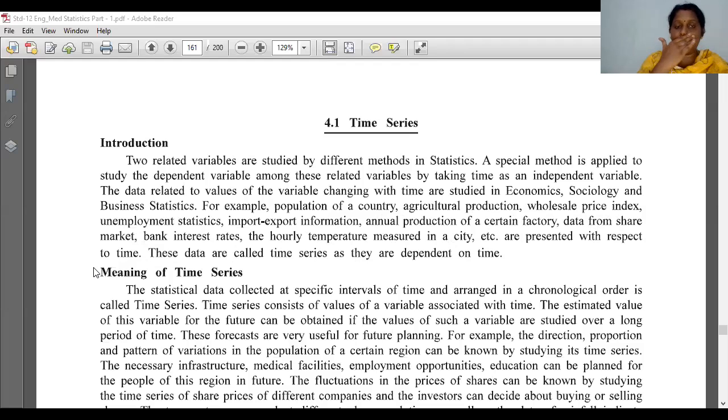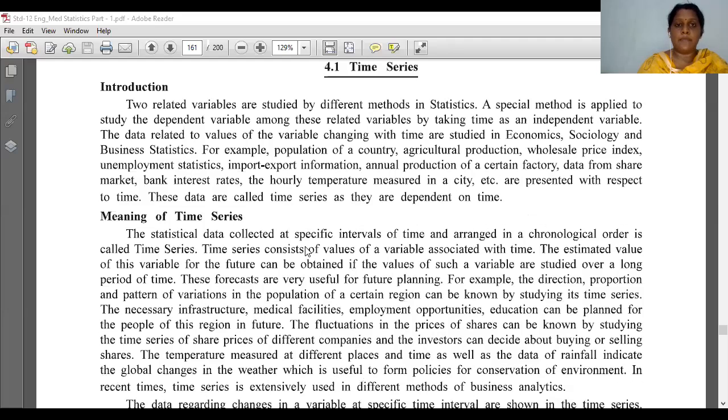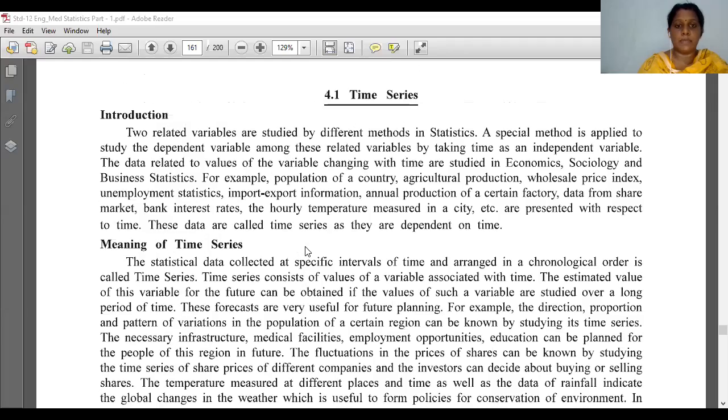Like the production or the employment rate, these are related with time. I told you just now the production of wheat from the year 1990 to 2000 to 2020. So we are measuring the time period, and in this much time period how much wheat is produced. This much we can study in time series. This data is called a time series as it depends on time, right? All these things depend on time. So we are saying time series method.